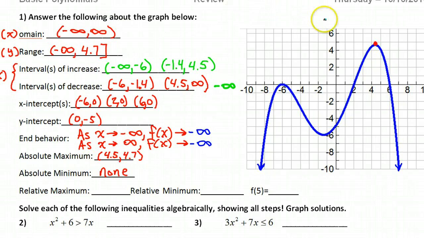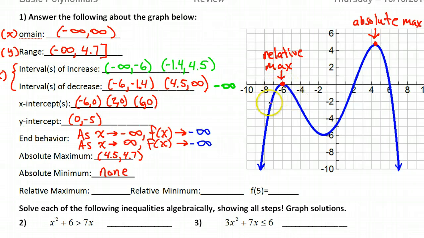Yes. Maybe I should go ahead and label these. This right here was the absolute maximum. There was no absolute minimum. Now, this point right here is the relative maximum. It's the highest point on this hill, even though it's not the highest point on the whole graph, because that would be absolute. So yes, there is a relative maximum at -6, 0.